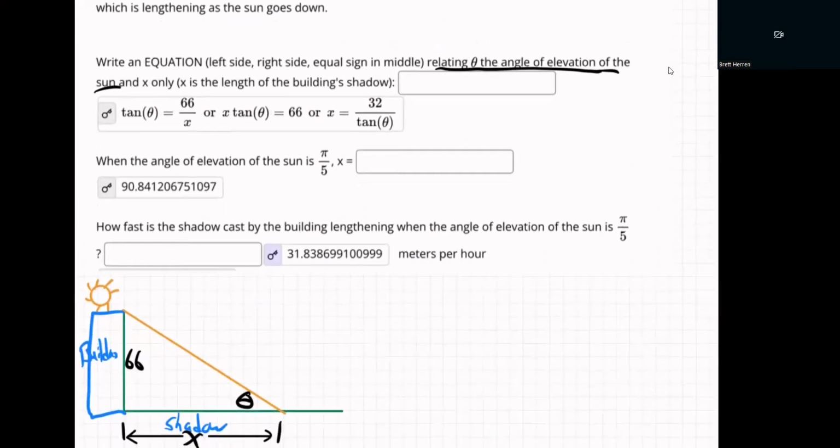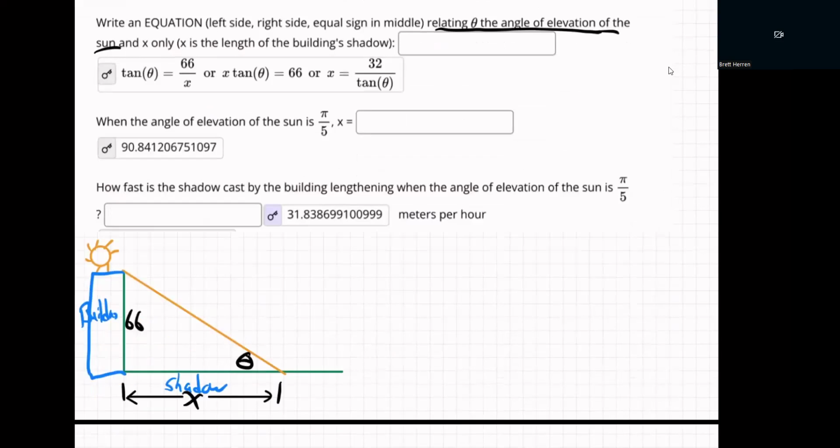Okay, what's the connection? Well, you can see it right here. Tangent of theta is 66 over x. They want a connection between theta and x. How do we know it was tangent? Remember SOHCAHTOA? From your trig days, your glorious trig days, right? So from theta's perspective, the side right here is the opposite. This side right here is the hypotenuse, and this side, therefore, must be the adjacent.